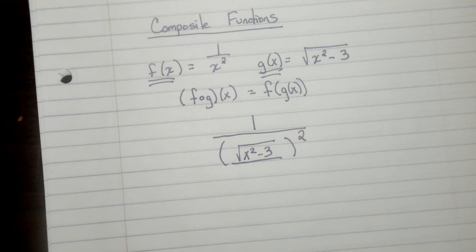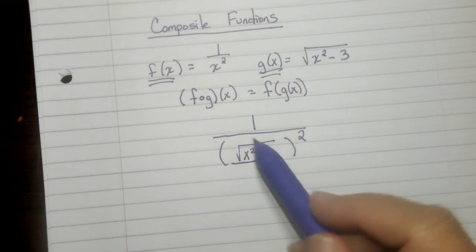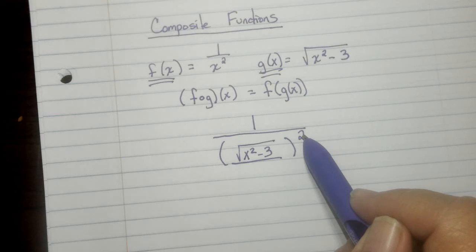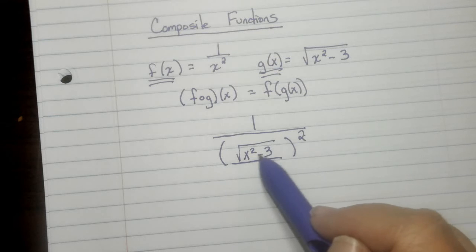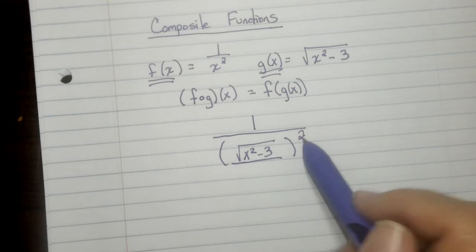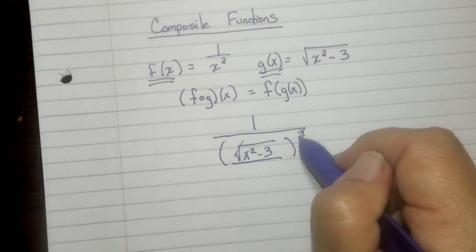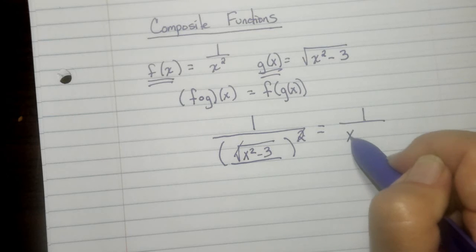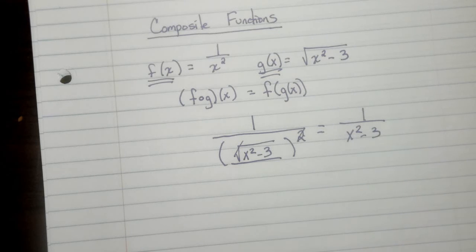And now I simplify. So what happens if you take the square root of something and you also square that something? It equals what's inside here, right? Square rooting and squaring undo each other. So that would be 1 over x squared minus 3.